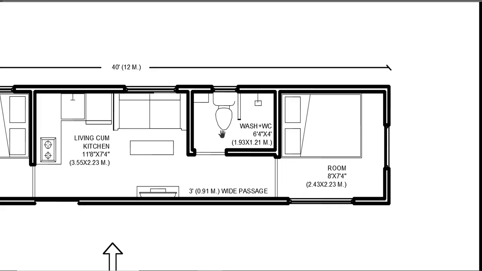On the right side we have a common use washroom plus water closet. Here you can see the wash basin, water closet and the shower area, and we have a ventilator for ventilation of this washroom. And if we go on the right side, we have bedroom number 1 here.